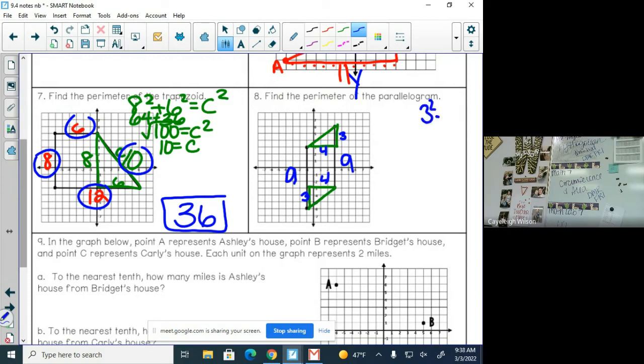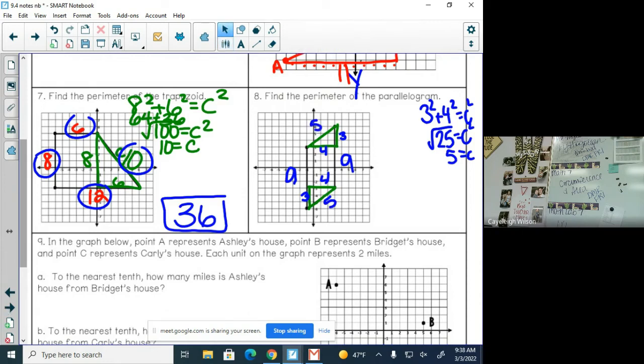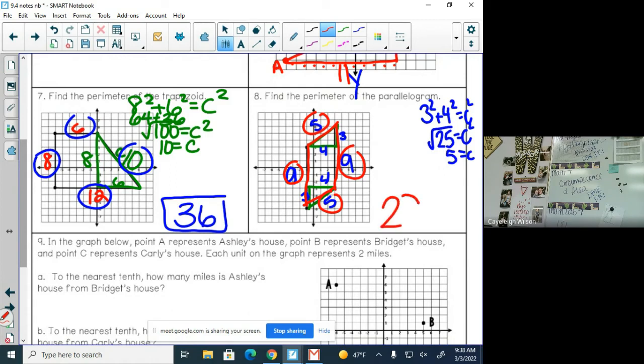So 3 squared plus 4 squared equals C squared. So that's 25 equals C squared. So 5 is my C. And then this whole length was 9. This whole length was 9. This length was 5. This length was 5. So 5 plus 5 is 10. 9 plus 9 is 18. And 10 plus 18 is 28.